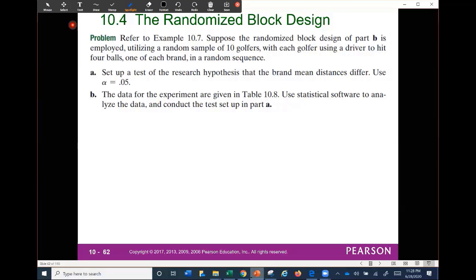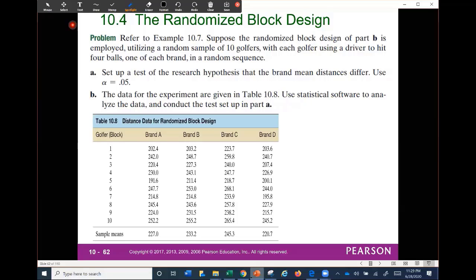Refer to example 10.7. Suppose the randomized block design of part B is employed, utilizing a random sample of 10 golfers, with each golfer using a driver to hit 4 balls, one of each brand, in a random sequence. This is very, very important. Set up a test of the research hypothesis that the brand mean distances differ. Use alpha 0.05. In part B, the data for the experiment is given in table 10.8 below. Use statistical software to analyze the data and conduct the test set up in part A.